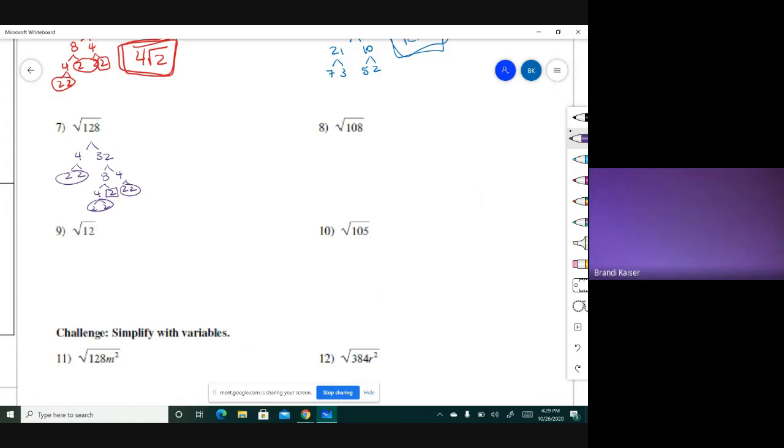So keep in mind, if there's 3 pairs, that means 3 2s are moving outside, and we need 2 times 2 times 2. Well, 2 times 2 is 4. 4 times 2 is going to leave me with 8. Okay, be careful there. 2 times 2 times 2 is not 6, it's 8. And then the single 2 rests on the inside.